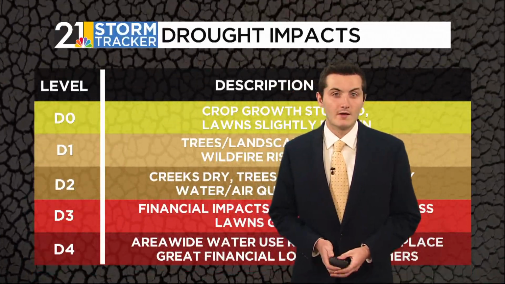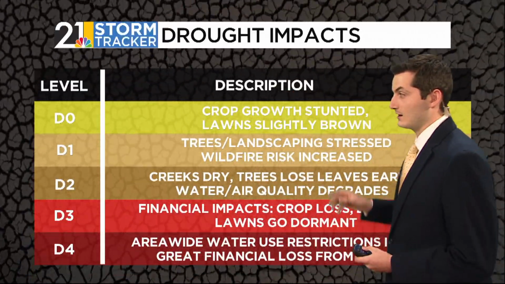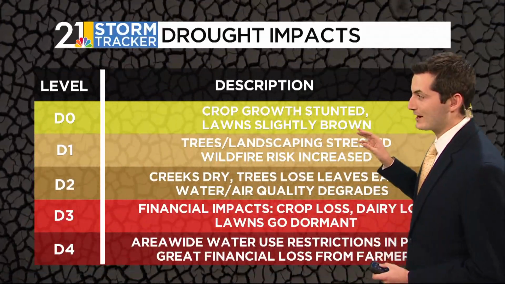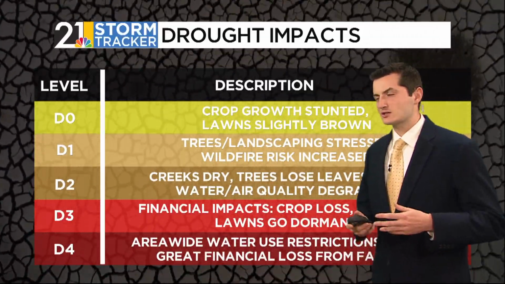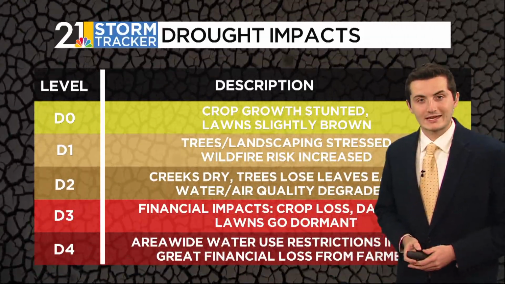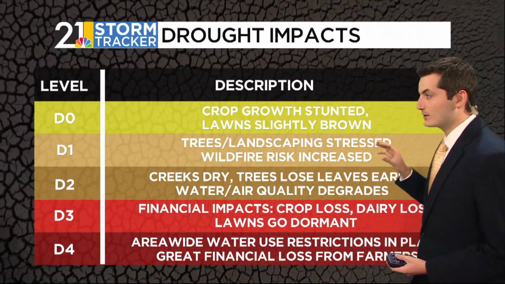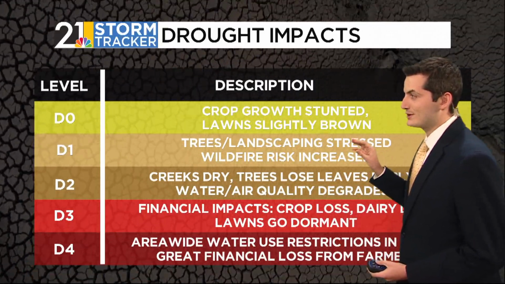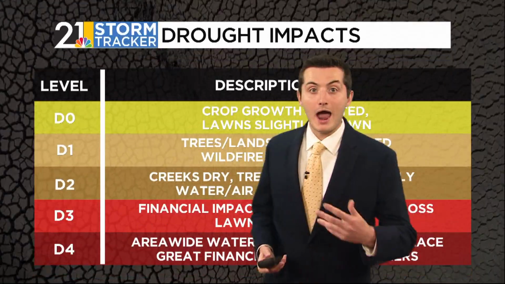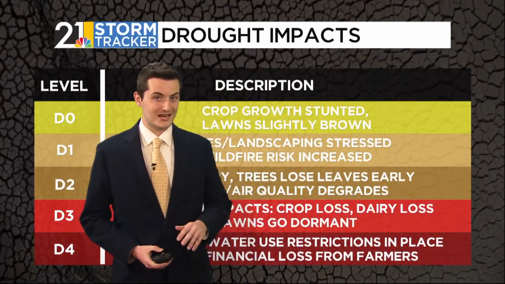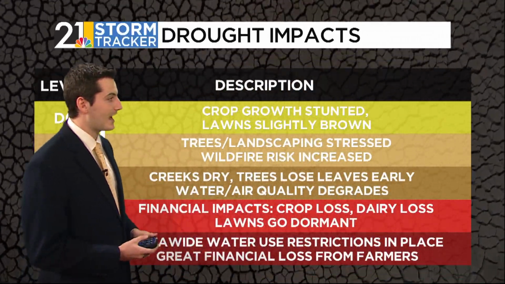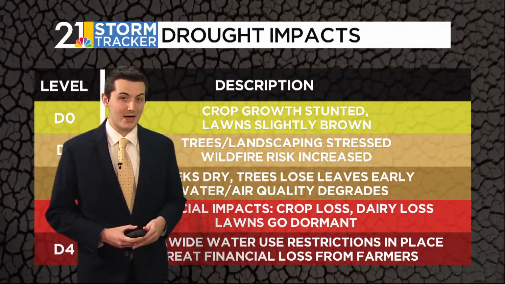So let's take a little further look into what this means. When you're abnormally dry, again, not quite in drought, you can have stunted crops and your lawns can get a little brown, but it isn't until you get to moderate drought that you see trees and landscapes get stressed and wildfire risks increase.